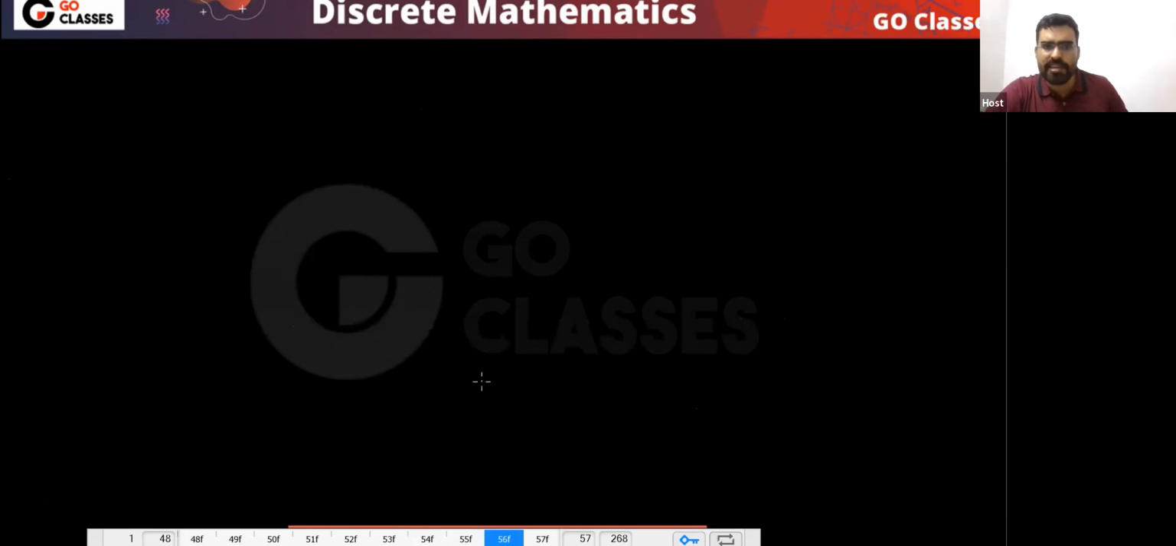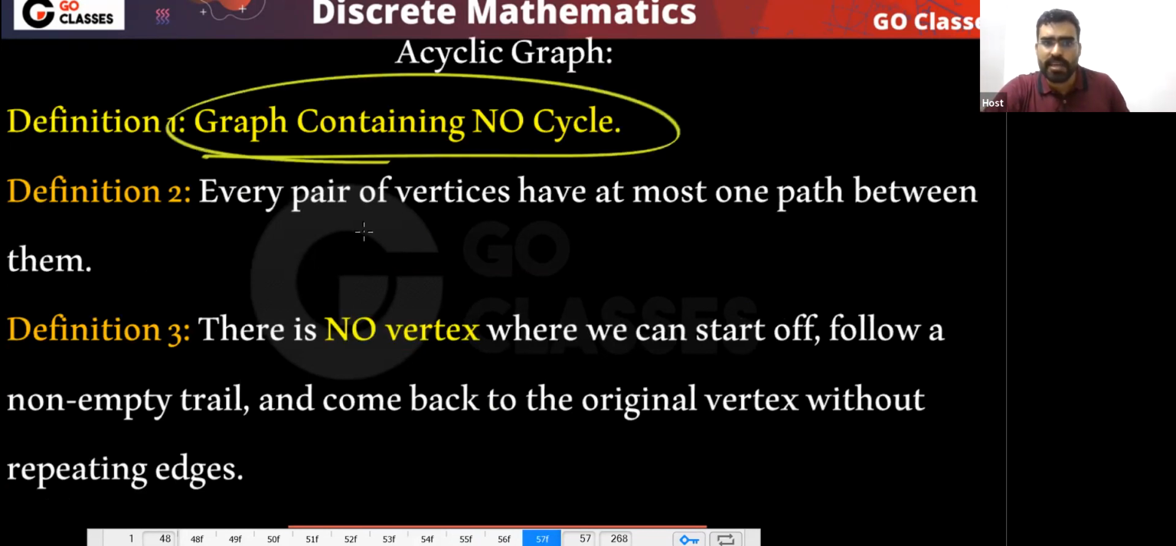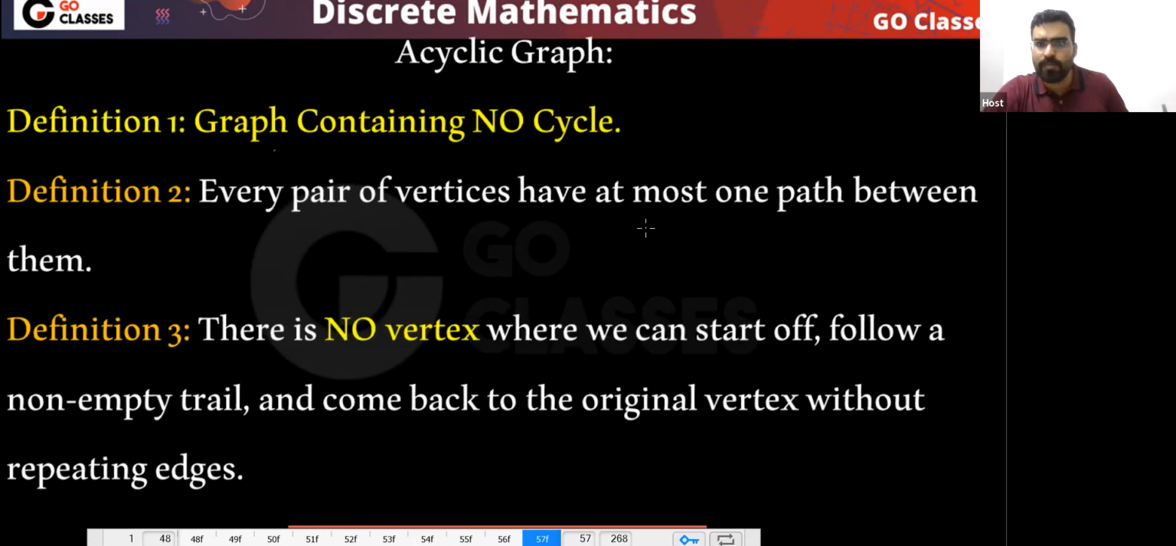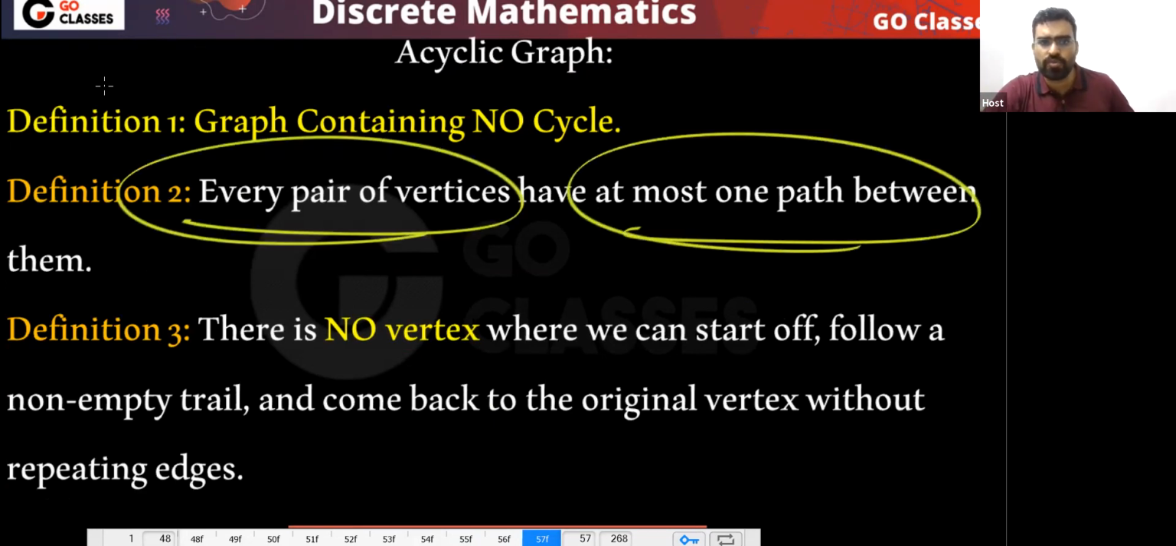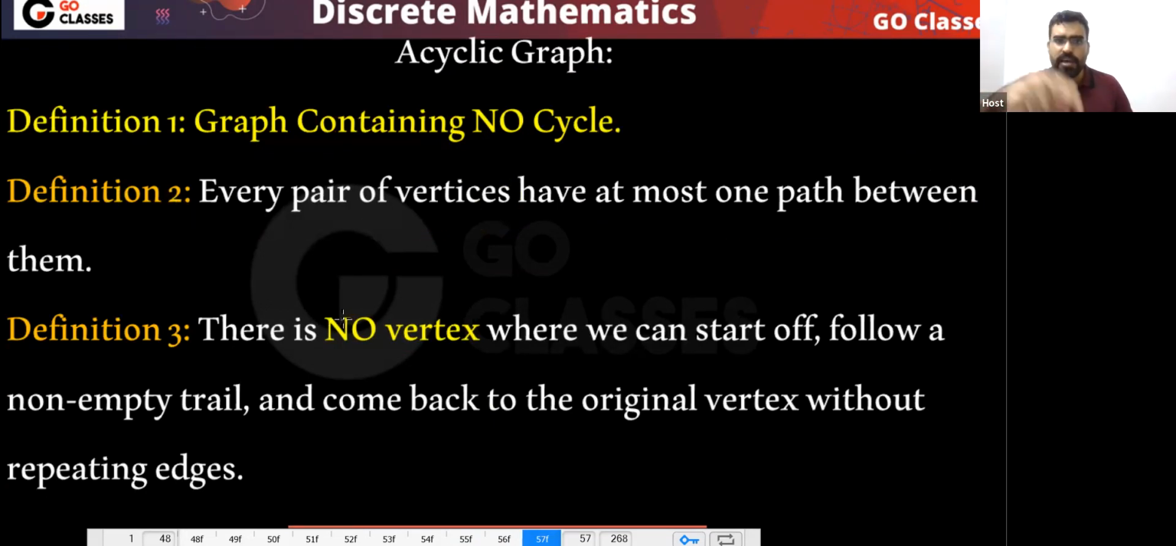And what is an acyclic graph? Acyclic means there is no cycle. A graph containing no cycle, or I can say every pair of vertices has at most one path, or I can say there is no vertex where you can start and come back without repeating edges.